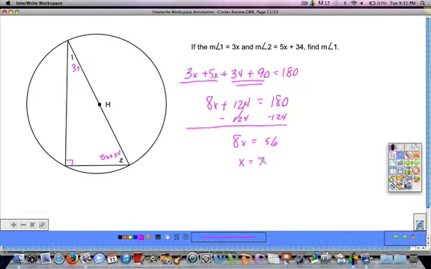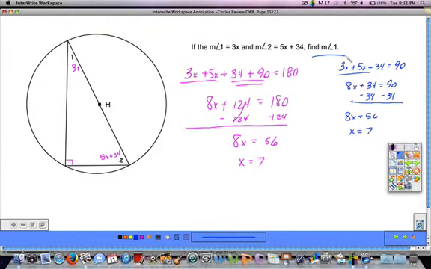So x is 7. Again, if you already knew that since that's 90 you just needed to add these two up, you can disregard what I'm about to do. 3x plus 5x plus 34 must equal 90, because if that one's 90, these two have to add up to 90 to get to 180. Same thing. 8x plus 34 equals 90. Subtract the 34. So 8x equals 56, and still x is 7.